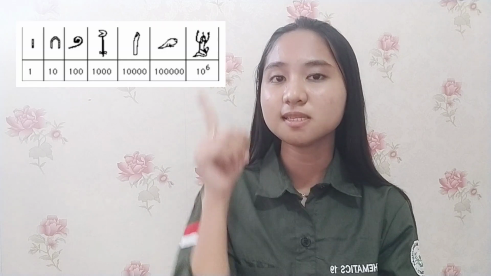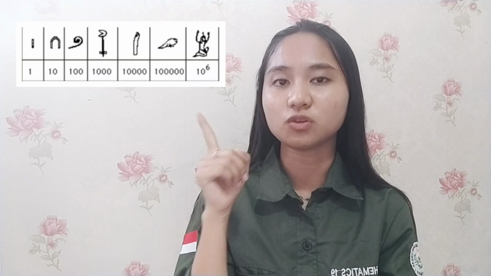The Egyptians had a base 10 hieroglyphs number system. This means that they had separate symbols for units, tens, hundreds, thousands, tens of thousands, hundreds of thousands, and millions. The following are hieroglyphs numbers.